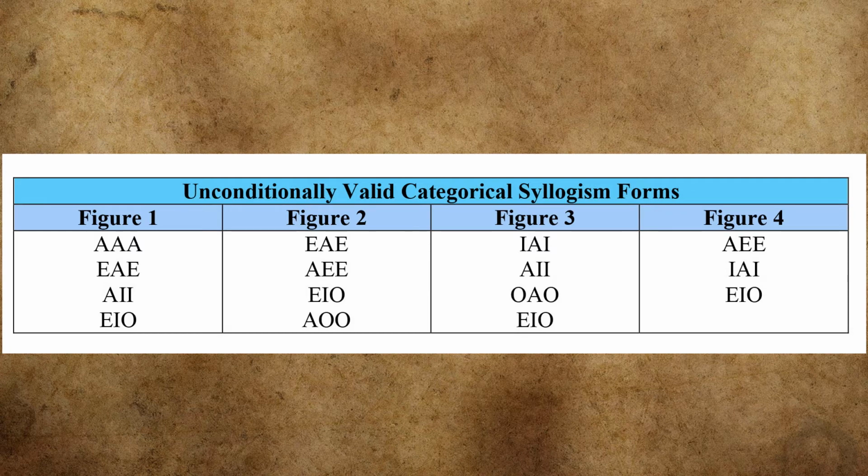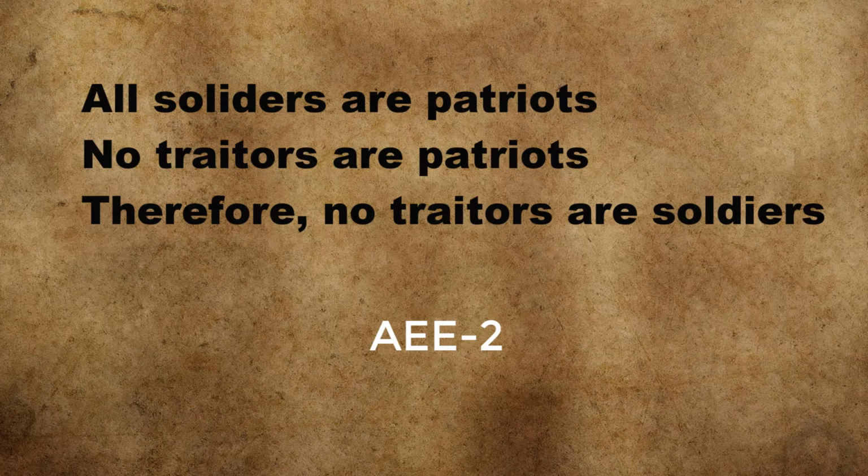So what you want to do, since our mood and figure here is AEE figure 2, you want to look in the column that is headed by figure 2. If you see the mood in there, AEE, then it is a valid syllogism. So this syllogism with mood and figure AEE2 is valid. It is unconditionally valid.